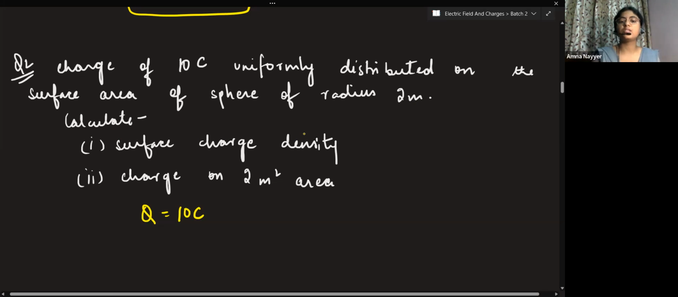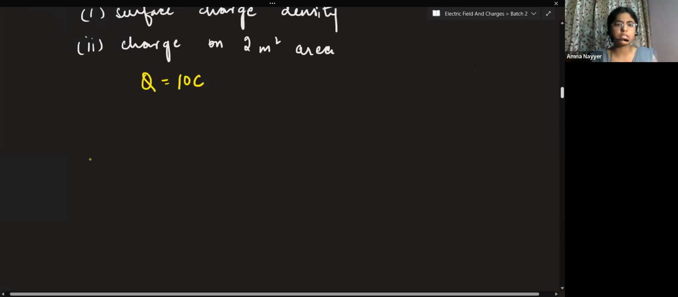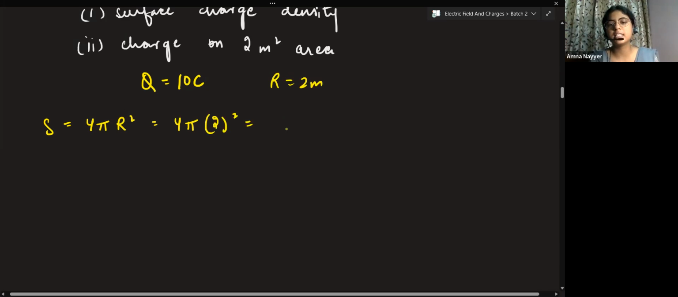Surface area is not given to you. Radius is given to you. So we can calculate the surface area for a sphere. Surface area for a sphere is 4 pi r square. So this will be 4 pi, r is the radius, 2 meters, so 2 square, which is 16 pi meter square. So surface area is 16 pi meter square, charge is 10 coulomb.